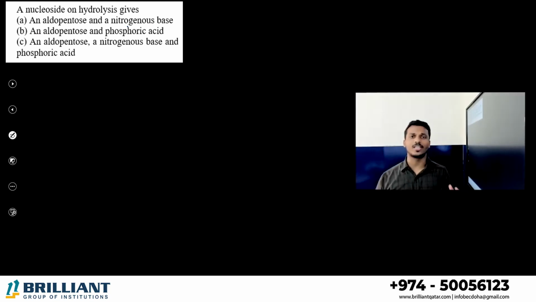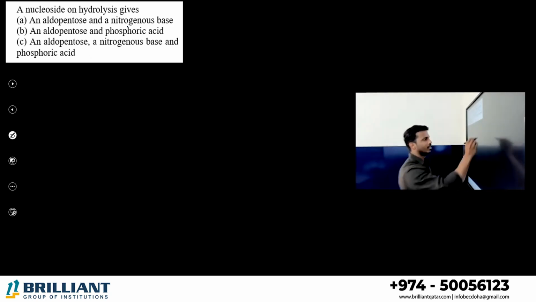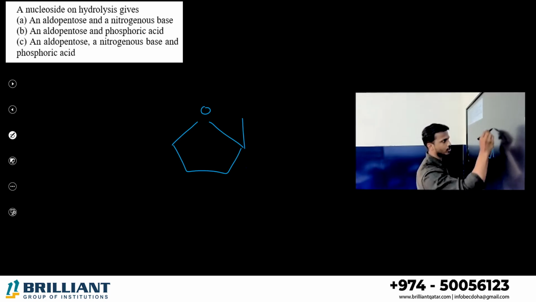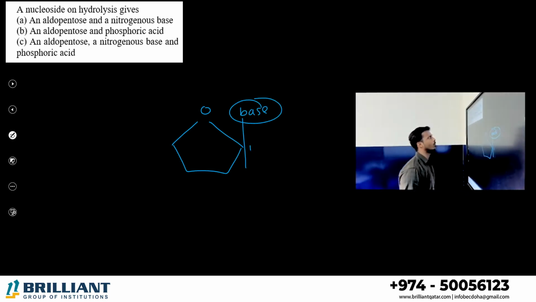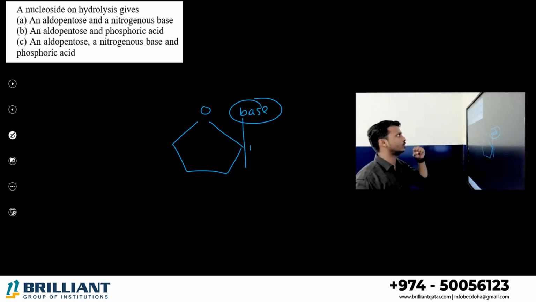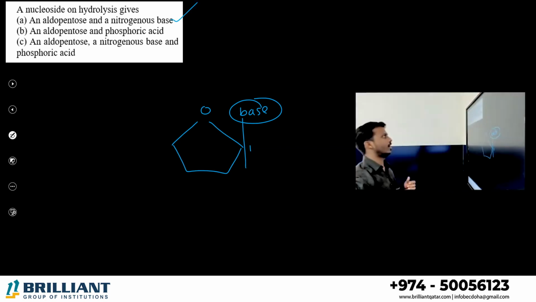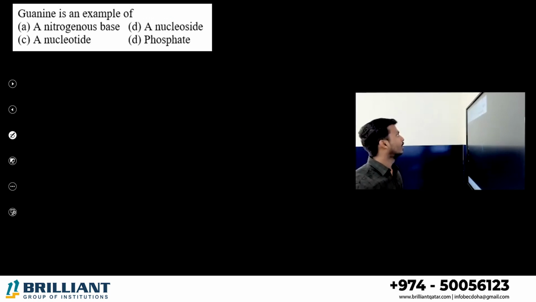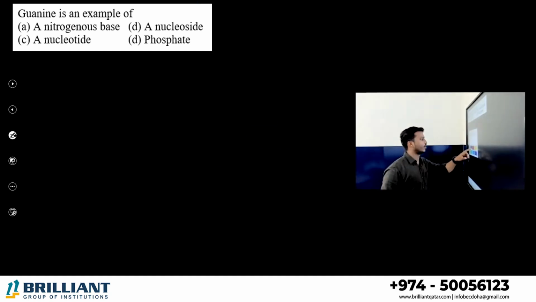Nucleoside on hydrolysis gives. Dear student, what all things are present in a nucleoside? In the Part 1 video we discussed it in detail. A nucleoside contains a pentose sugar with a base at the first position. That is called a nucleoside. So nucleoside on hydrolysis will give you an aldopentose and a nitrogenous base. Guanine is an example of, guanine, adenine, thymine, cytosine, uracil, a nitrogen containing base, a nitrogenous base. Option A is the answer.